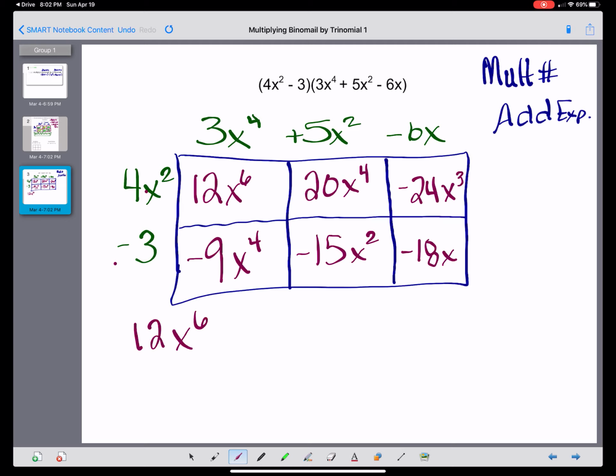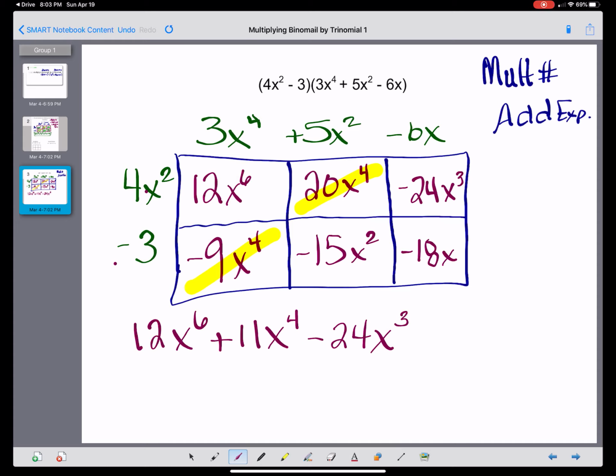Okay, so what comes after that? Well, there's no x to the fifth. How about x to the fourth? I have negative 9x to the fourth and 20x to the fourth. We need to add the coefficients. What is 20 minus 9? 11x to the fourth. What comes after x to the fourth? X to the third. Well, I have on the upper right hand corner, I have negative 24x to the third, and I don't have any more x to the third, so I'm going to write down negative 24x to the third.